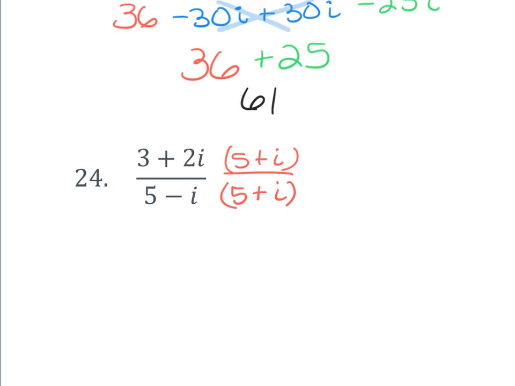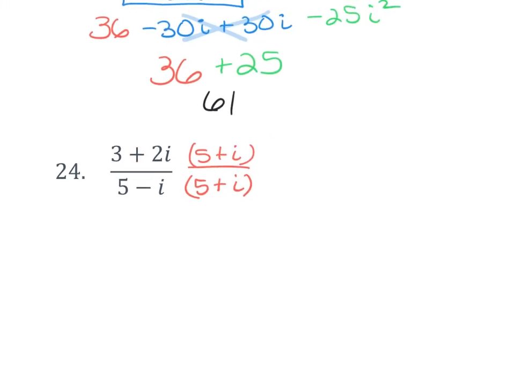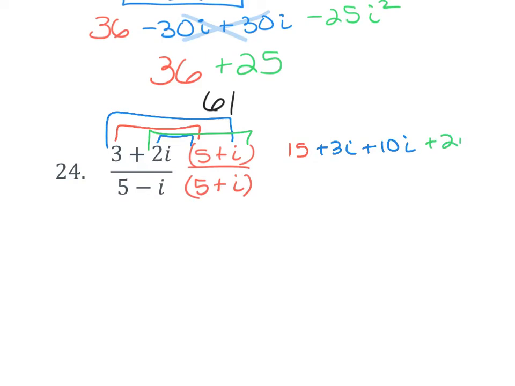Now, again, remember, for the denominator, really all I have to do is first and last. But I'll do the whole thing out for you. So for the numerator, first gives me 15. Outside gives me 3i. Inside gives me 10i. And last gives me 2i squared.